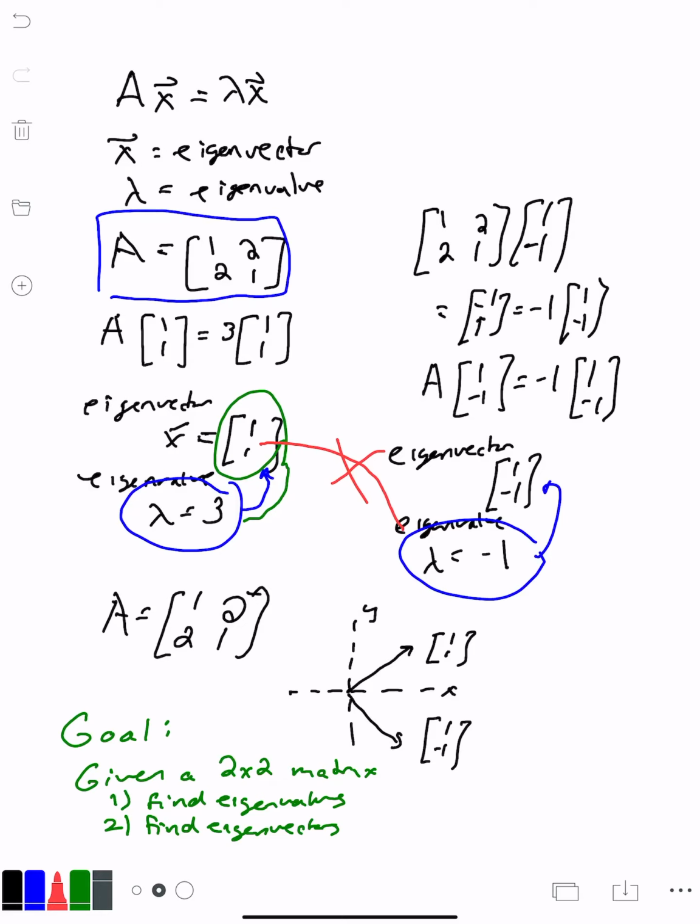So the main idea of 5.1 is to understand these 2 terms and hopefully make sense of them. And then in 5.2 and 5.3, we're going to learn how to find these things. And then we're going to learn one use of them in 5.3. Why would we want to find them in the first place? Okay, so we'll stop at this video and pick up in 5.2.